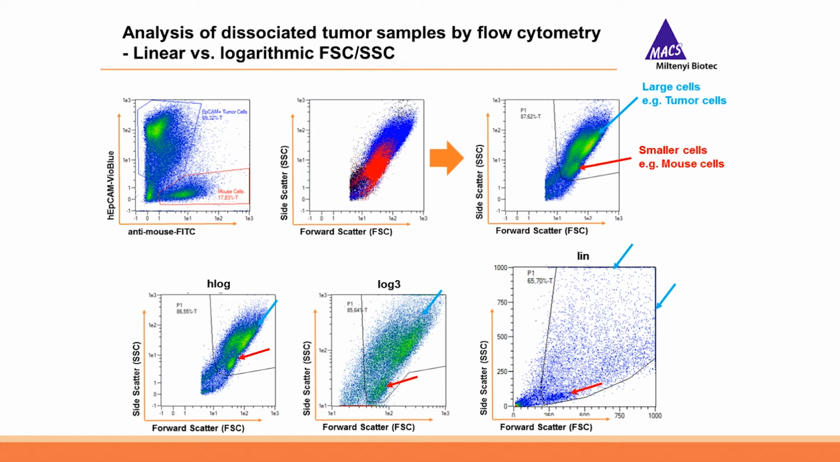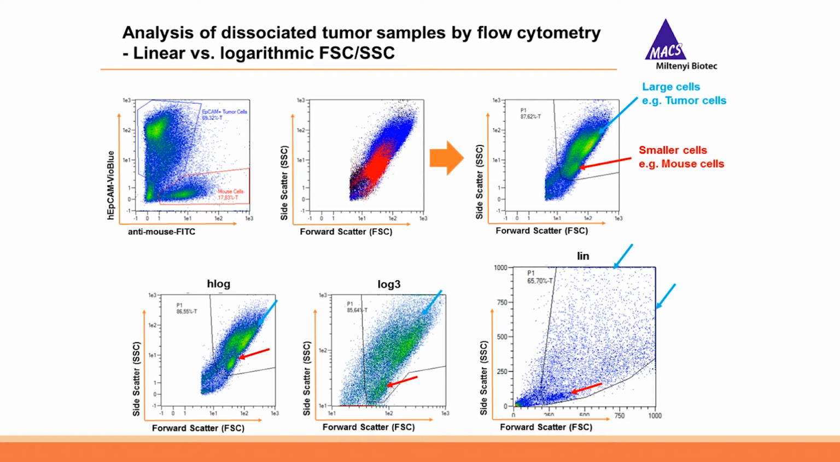As you can see in the upper left dot plot, here we dissociated a xenograft, and we stained the human EpCAM positive cells and the mouse cells, here anti-mouse positive cells, and then gated them back in blue and in red into the forward side scatter gate. You see the red arrow marks the small mouse cells, the blue arrow marks the large tumor cells. And then in the lower panel you see the hyperlog scale, and that looks pretty nice. It's a nice resolution. You can see all these populations.